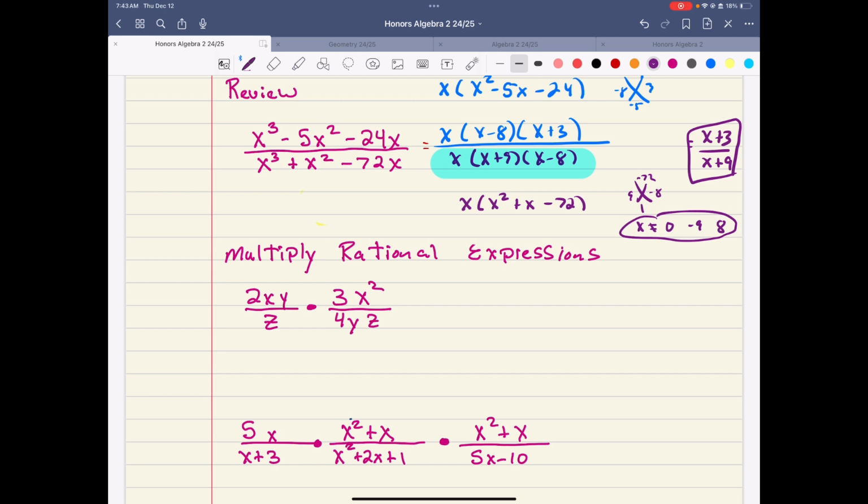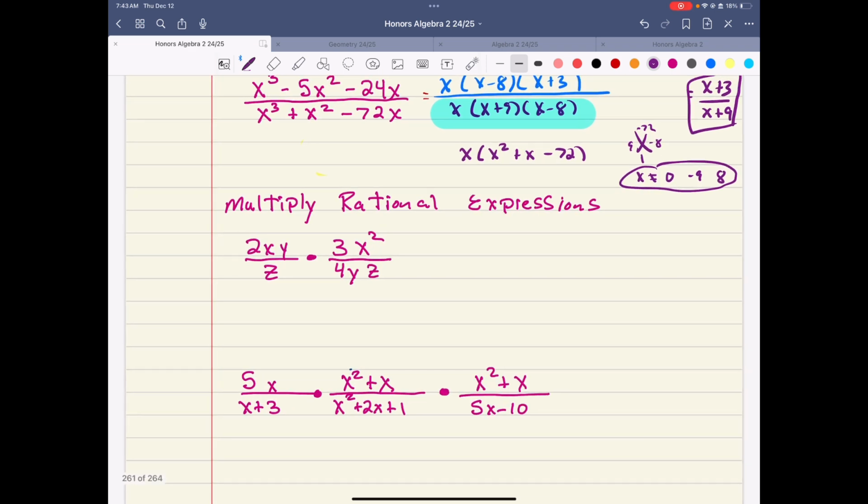Today what we're going to do is multiply and divide rational expressions. We're going to start with multiplying. Multiplying fractions, as my 7th grade math teacher told me a long time ago now. It's almost 40 years. Wow.